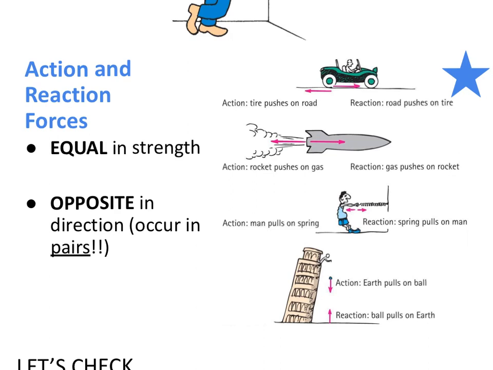Now, action and reaction have to be equal in strength, and they're always in the opposite direction because they occur in pairs. So here are a couple of examples. Action is tires pushing on a road, and the reaction is the road pushes on the tire. An action is a rocket pushes on gas, and the reaction is the gas pushes on the rocket. An action could be a man pulls on a spring, and the reaction is the spring pulls on the man. And last but not least, an action is earth pulls on a ball, and the reaction is the ball pulls on earth.